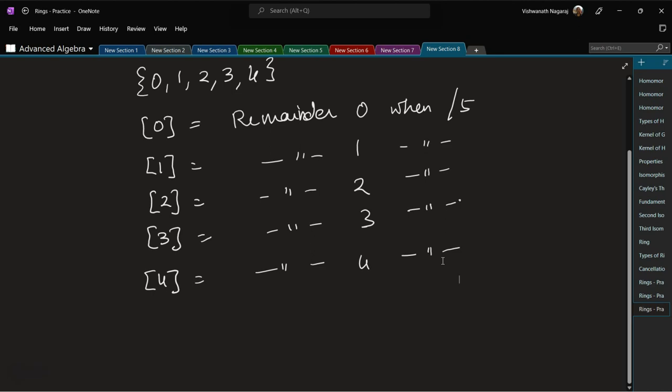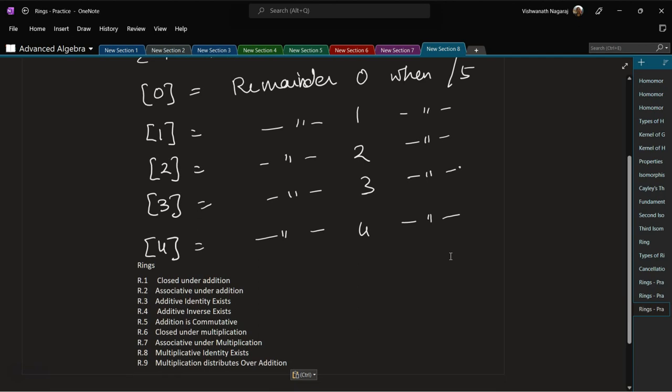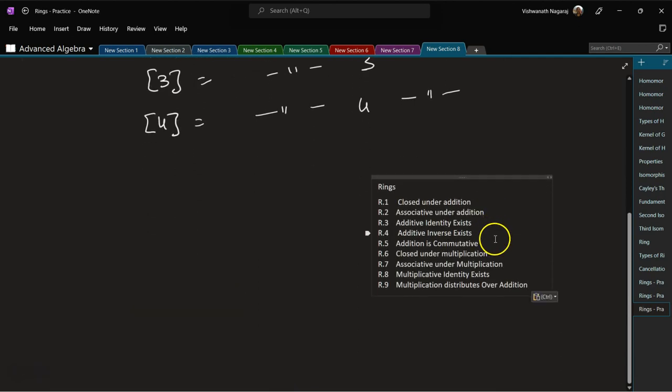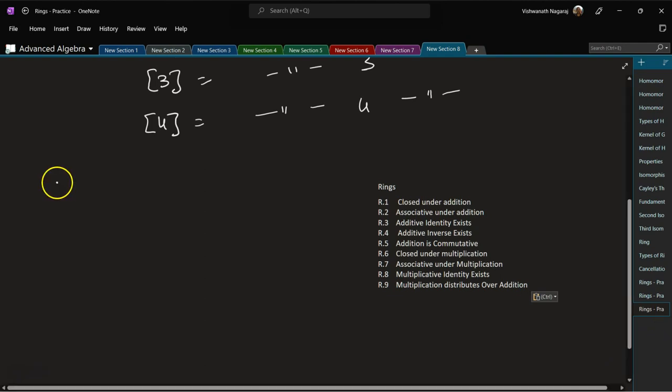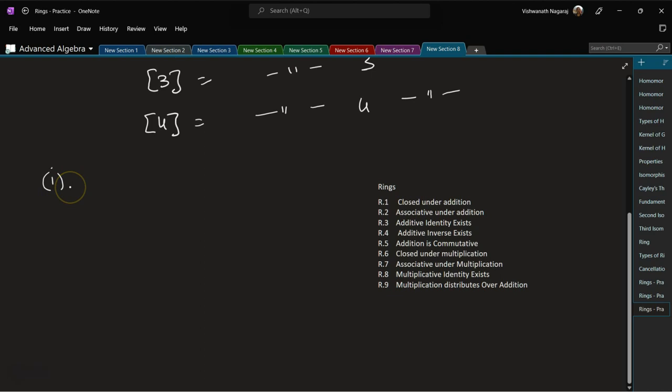Okay, so let's look at whether it forms a ring. And as usual, I will put up the checklist so that I don't miss out anything. Okay, so let's look at the first one, closed under addition. Remember, we have to take an arbitrary element, add it with another element, and see whether the resultant also belongs to that structure.